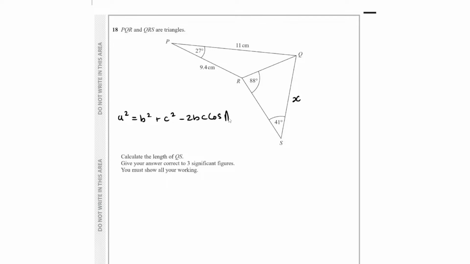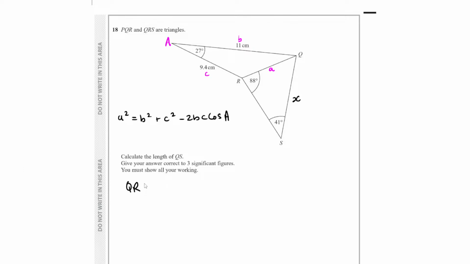This is the cosine rule. They've labelled the angle A, so I'm going to change this one to A just so I can match it up. This is therefore side A, because that's the one I'm trying to find. Then B and C are the sides that surround the angle, so it doesn't matter which way around you put those. Now, all I need to do is sub it into that.